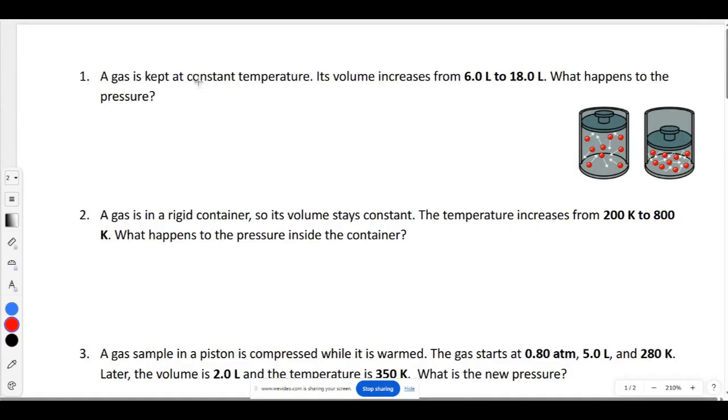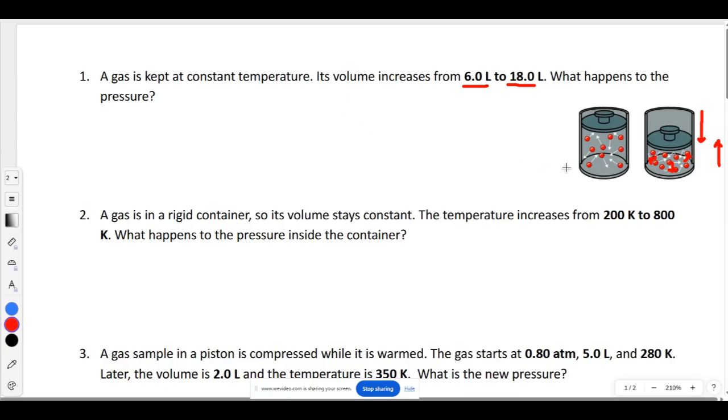All right, so a gas is kept at a constant temperature and its volume goes up from 6 to 18. What happens to the pressure? First we've got to know the relationship between volume and pressure. So with this container, if the volume goes down, you make the space inside smaller. There's the same number of air particles or molecules, but now they're squished together, so they're colliding against the sides of the container more often. That's going to cause the pressure to go up. So if the volume goes down, the pressure is going to go up.